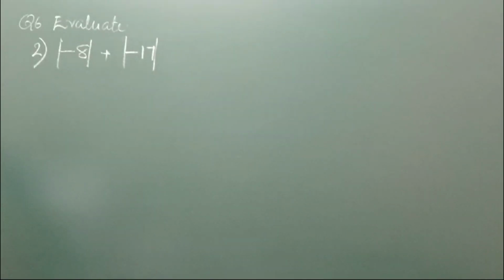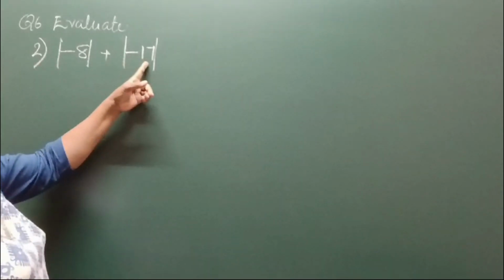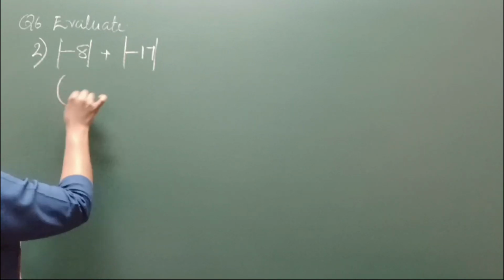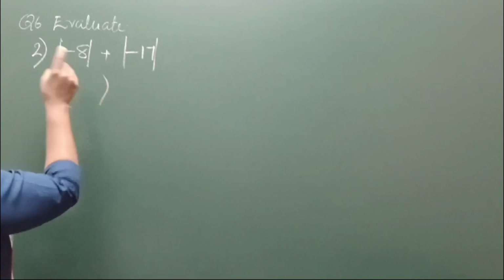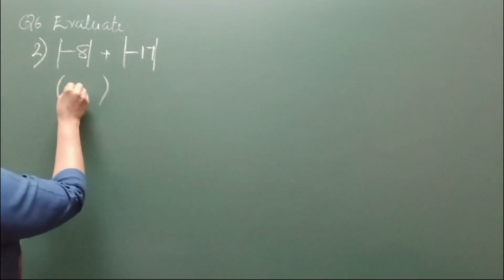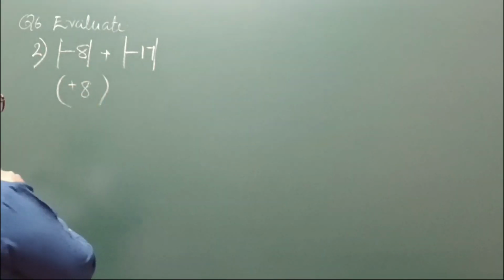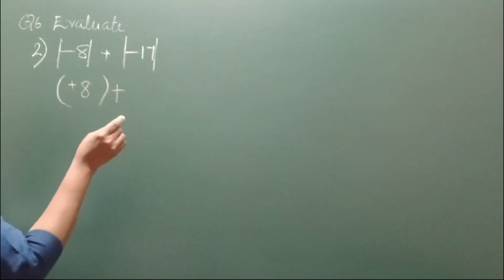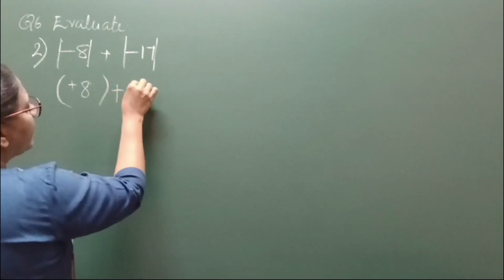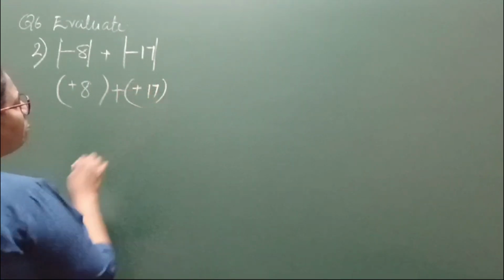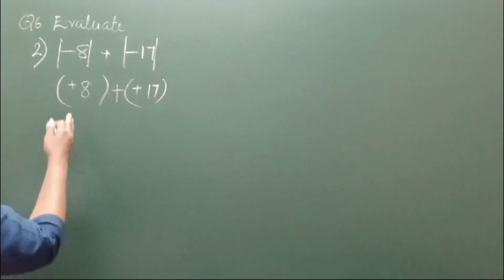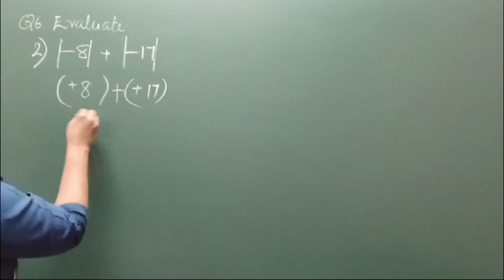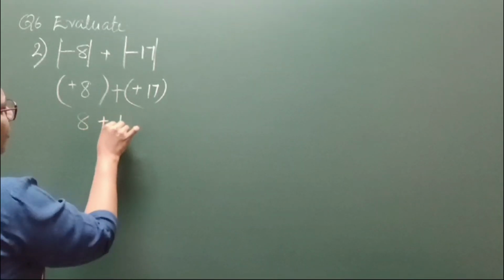Our next question is minus 8 plus minus 17. So let's remove this symbol using simple bracket. The absolute value of minus 8 is 8, which will give plus 8 sign. Then plus as it is, then here minus 17, the absolute value of minus 17 is plus 17, we will use simple bracket. Now we have to remove this bracket. For that we will write the number as it is, 8, then plus 17.